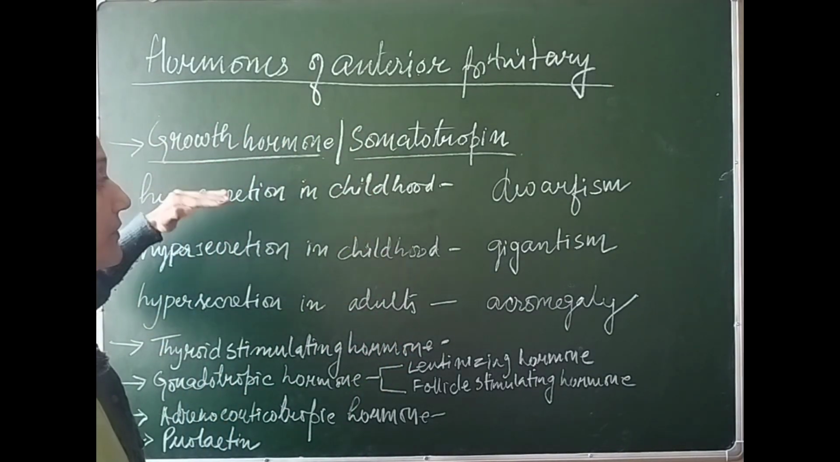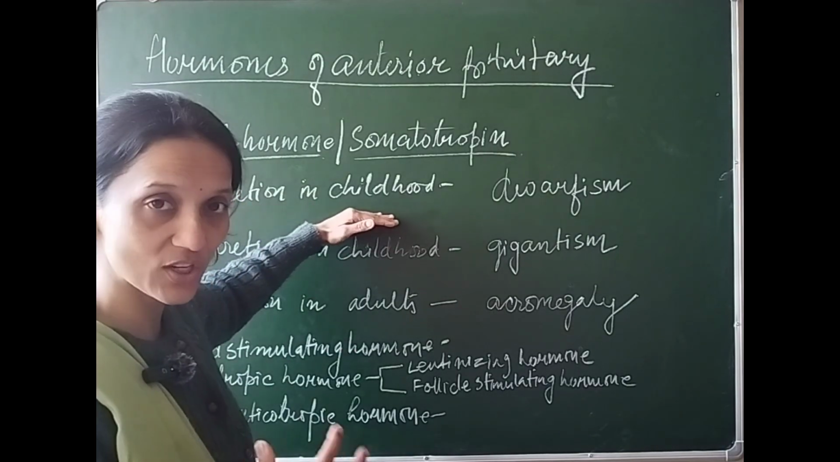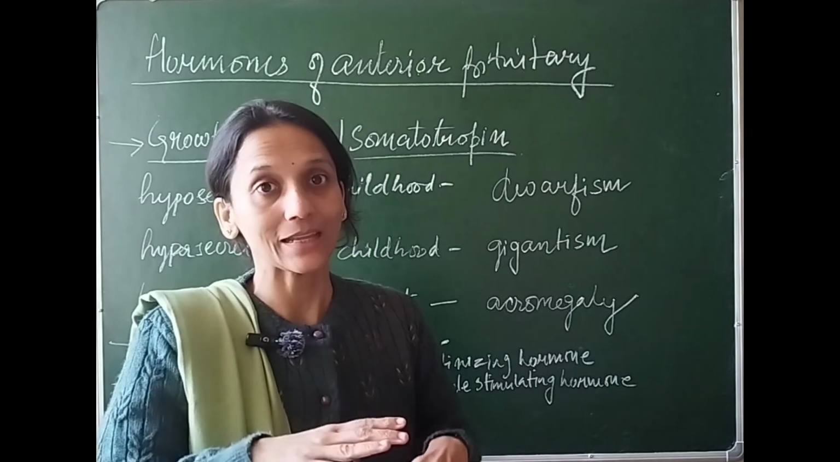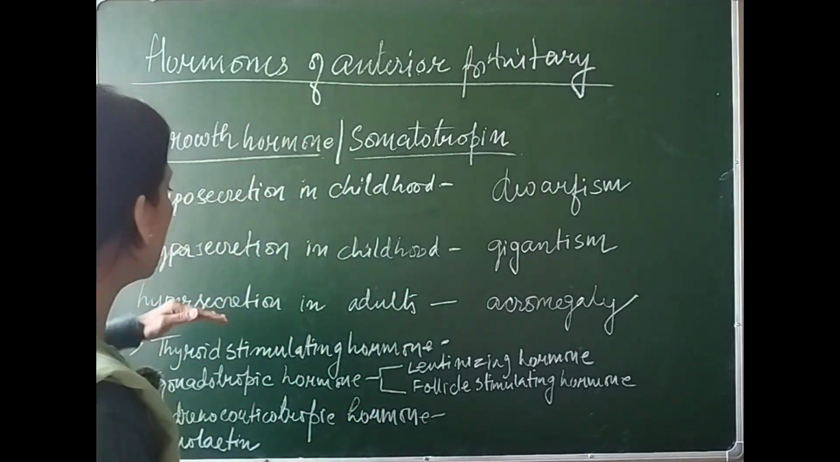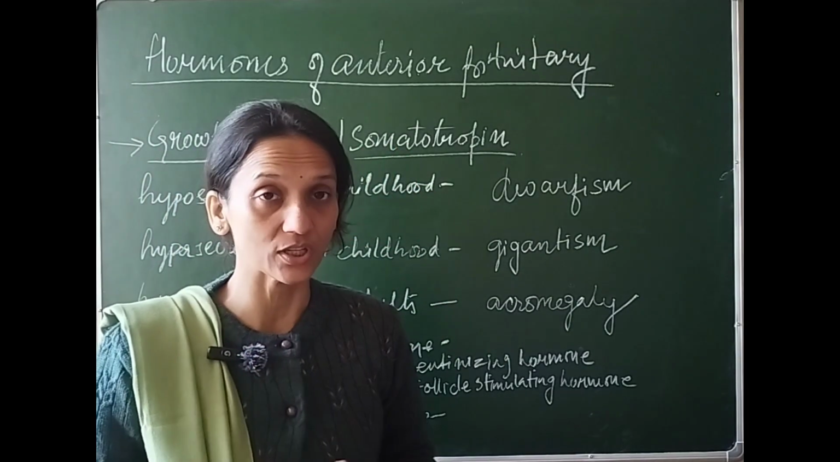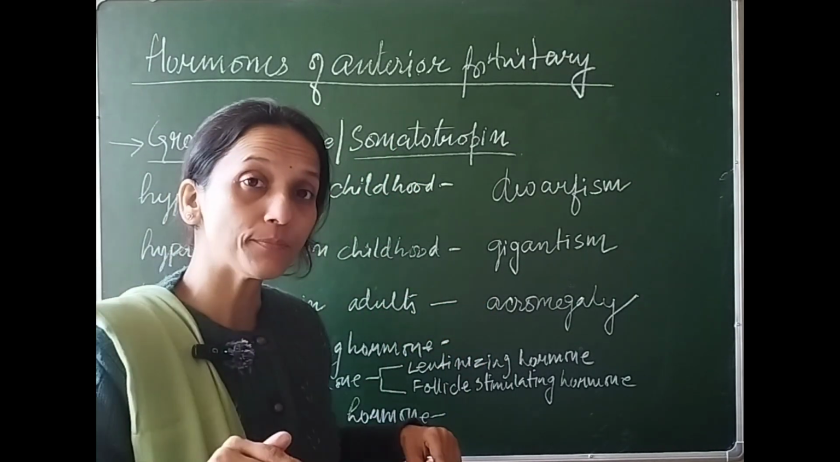So the growth hormone, when it is produced in less quantity, which is known as hyposecretion, in a child, then they suffer from dwarfism. That means they remain way too short than an average individual. Similarly, if there is excess secretion of this hormone, then the child grows huge in size, and that is known as gigantism. The same disorder can also happen in adults.